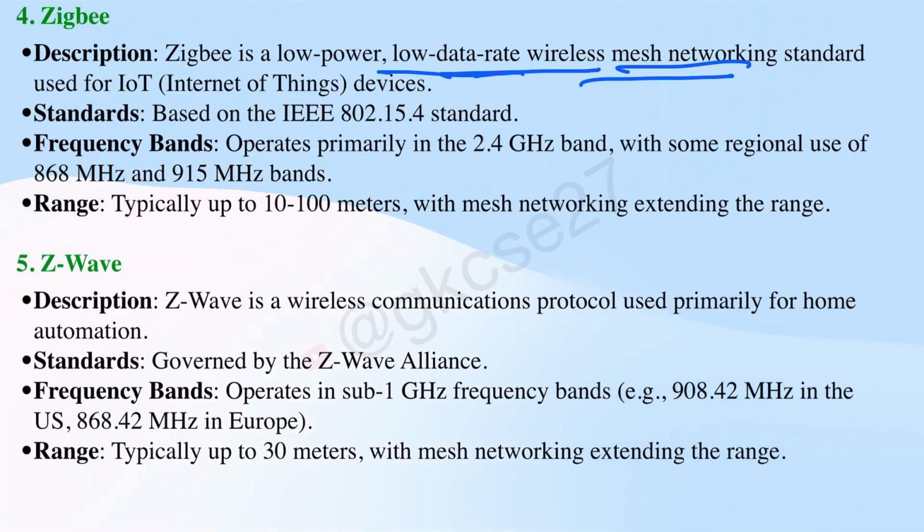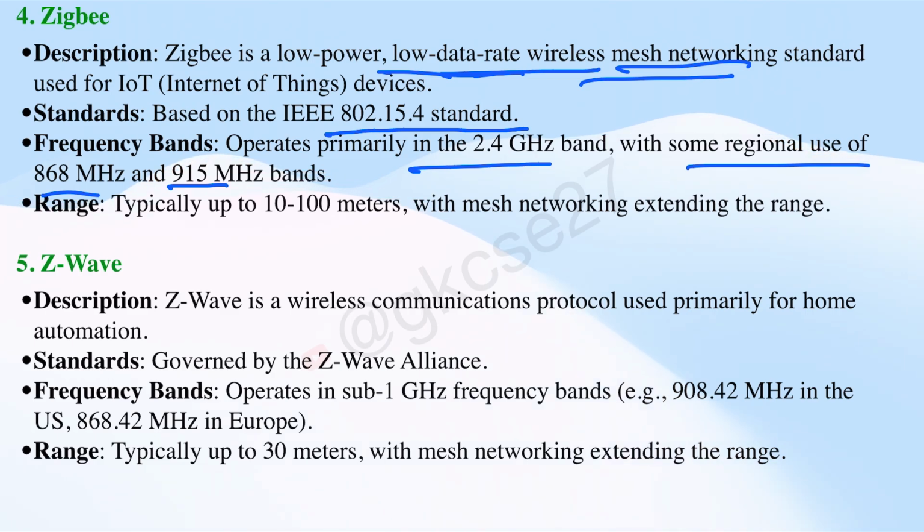A standard based on IEEE 802.15.4. Frequency bands: it operates primarily in the 2.4 GHz band, with some regional use of the 868 MHz and 915 MHz bands. So primarily 2.4 GHz is used, and in some cases 868 MHz is also used. Its range is 10 to 100 meters.